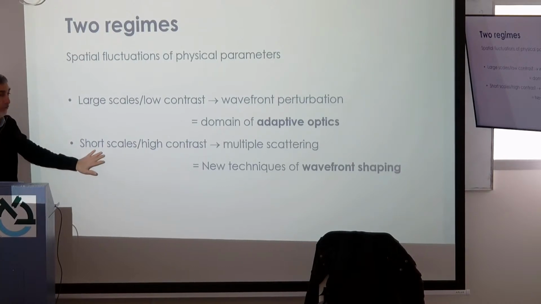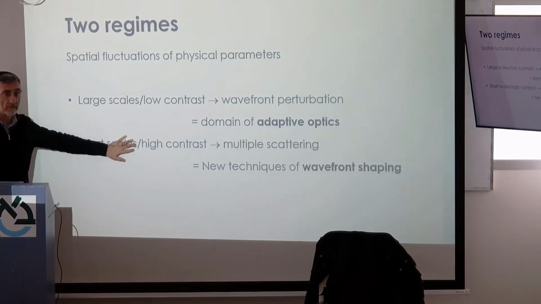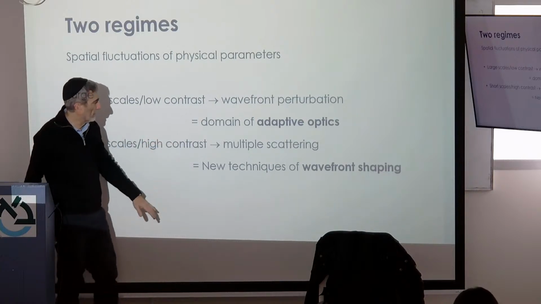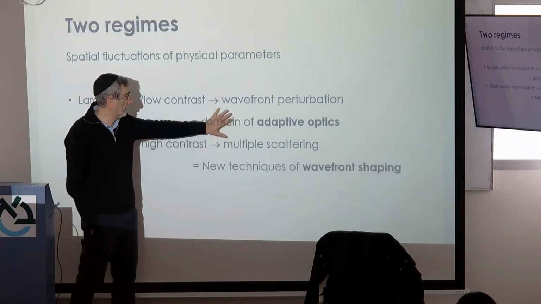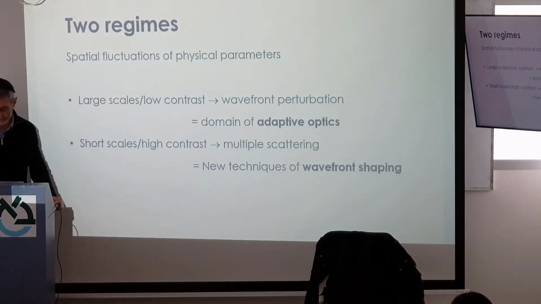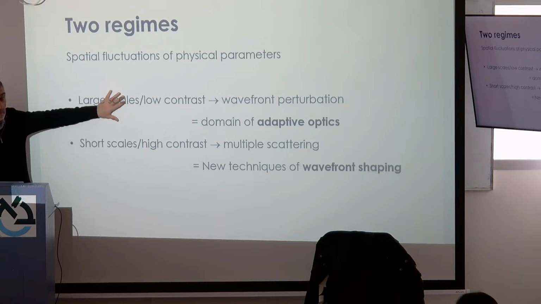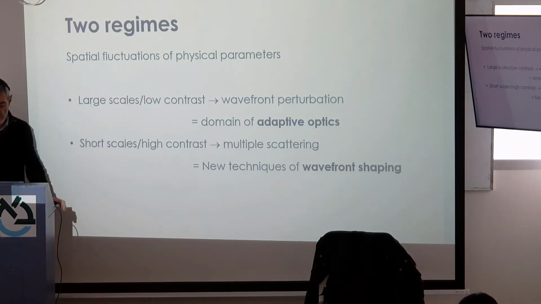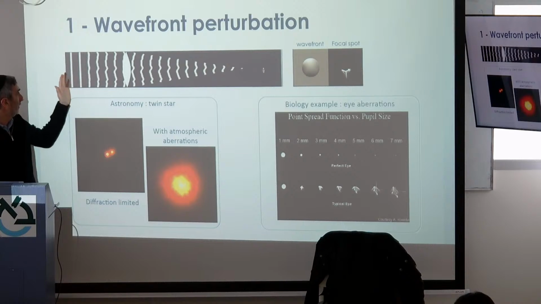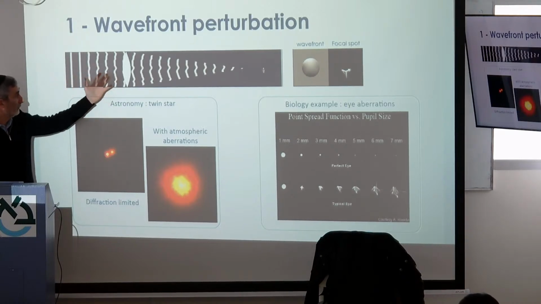Now, if you go to short scales and high contrast, these are the regimes that we studied here, strongly scattering media. So we are in the regime of multiple scattering. What can we do here? Can we do the same approach here? That's a new technique that I will describe, wavefront shaping. I will first say a bit about adaptive optics, wavefront perturbation. You have a wave coming on some optical object here, and you want to focus.